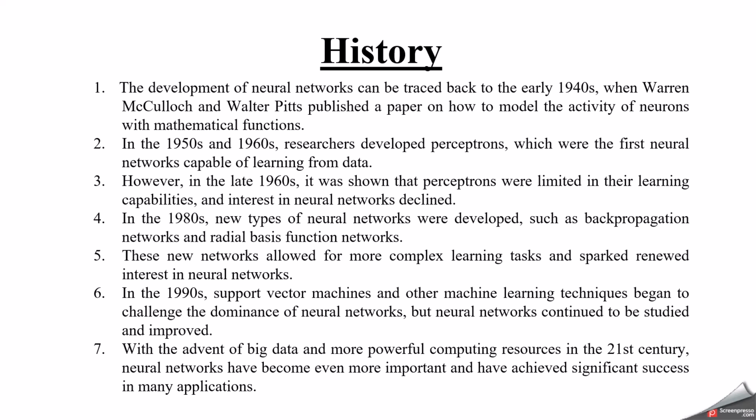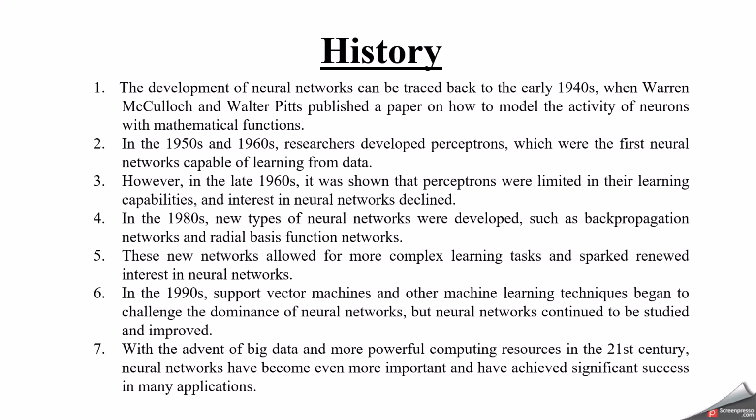Coming to the history, the development of neural networks can be traced back to the early 1940s when Warren McCulloch and Walter Pitts published a paper on how to model the activity of neurons with mathematical functions. In the 1950s and 1960s, researchers developed perceptrons, which were the first neural networks capable of learning from data. However, in the late 1960s, it was shown that perceptrons were limited in their learning capabilities, and interest in neural networks declined. In the 1980s, new types of neural networks were developed, such as backpropagation networks and radial basis function networks. These networks allowed for more complex learning tasks and sparked renewed interest in neural networks.